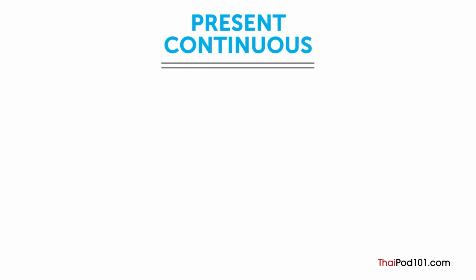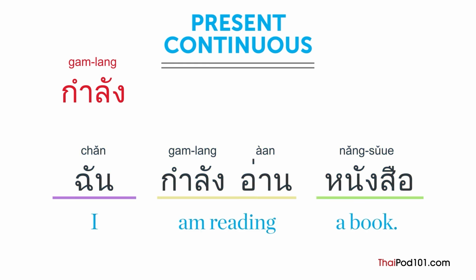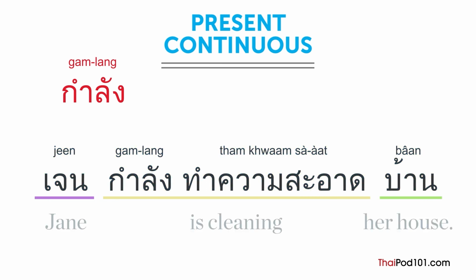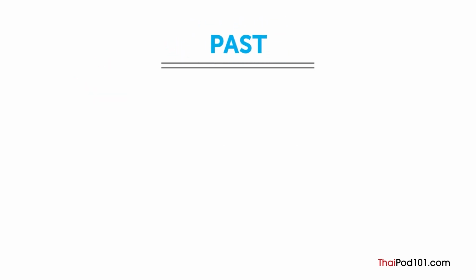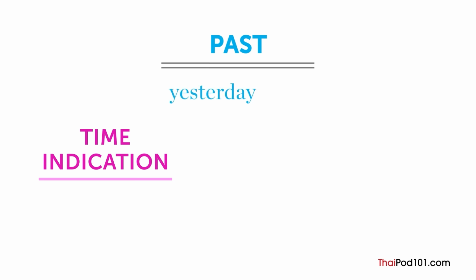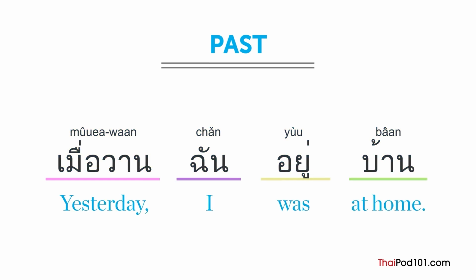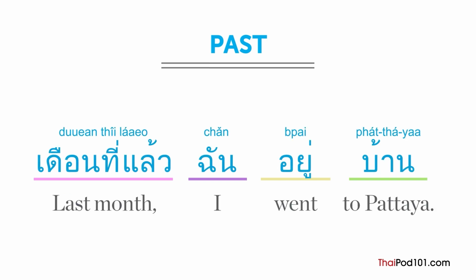It's the same in other tenses, like present continuous tense. You just have to add a word to change the tense. ฉันกำลังอ่านหนังสือ, I am reading a book. เจนกำลังทำความสะอาดบ้าน, Jane is cleaning her house. And to indicate a sentence's past tense, just add a time indication, such as yesterday, last week, 1 month ago, etc. in the sentence. เมื่อวานฉันอยู่บ้าน, Yesterday I was at home. เดือนที่แล้วฉันไปพัทยา, Last month I went to Pattaya.